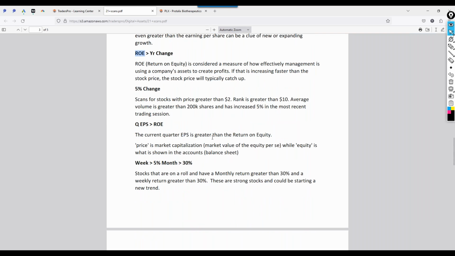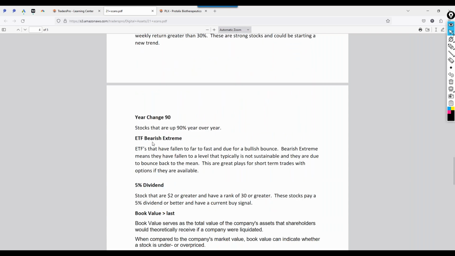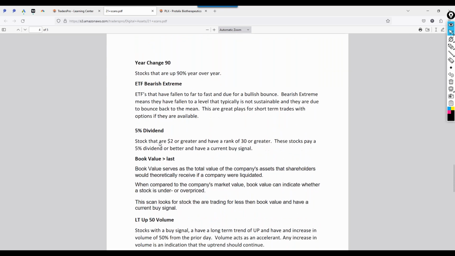The current quarter EPS is greater than the return on equity. Price is market capitalization, the market value of equity per share, while equity is what is shown in the accounts, the balance sheet. So is the EPS growing faster than the return on equity? Also a positive sign. Year change, dividend change, some of those.